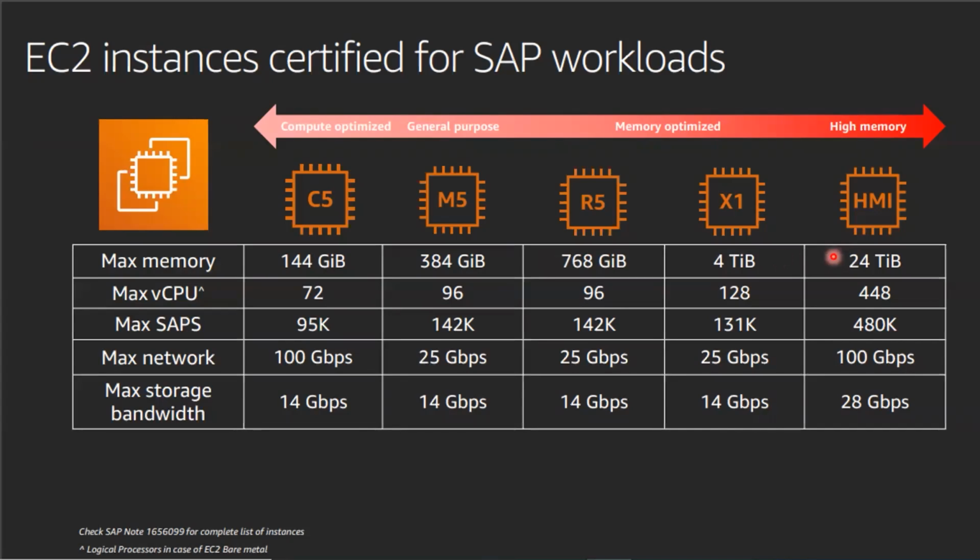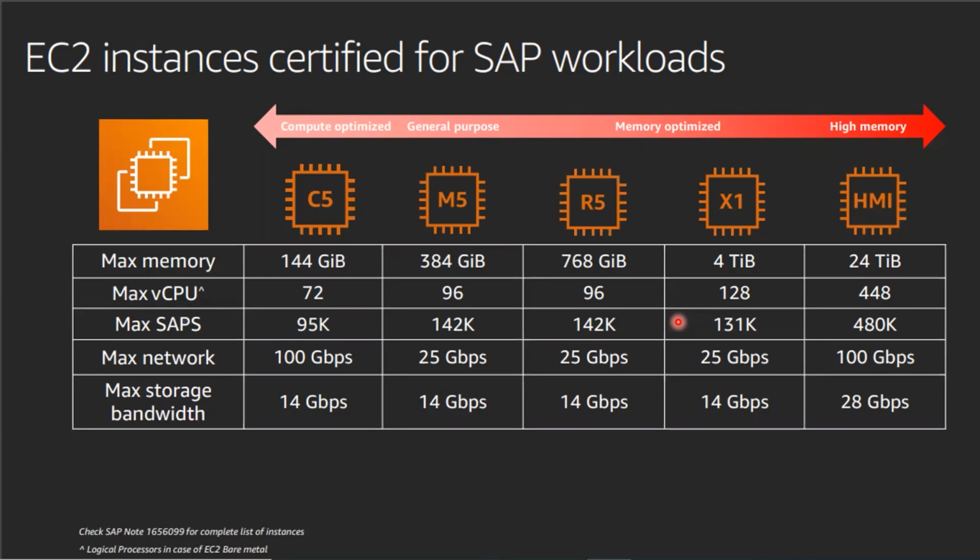So you see, there are multiple instance types which you can select based upon your compute requirement, based upon your performance requirement. SAP is also with C5, up to 95K SAPS is supported, and it will increase for the remaining series. For M5 it's 142K, R5 it's also 142K. And if we talk about high memory instance, you can go up to 480K SAPS.